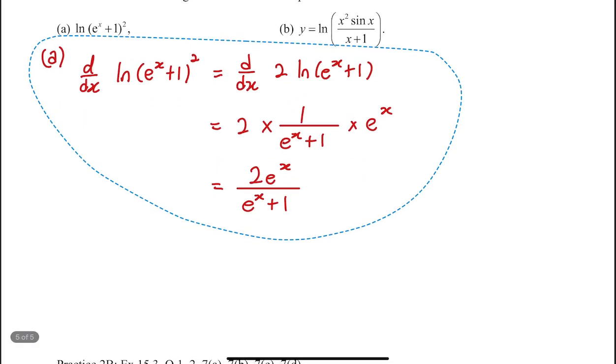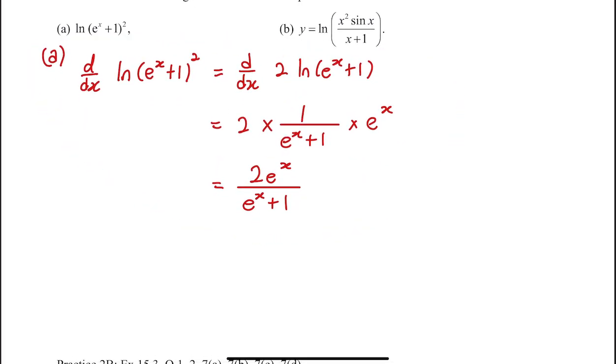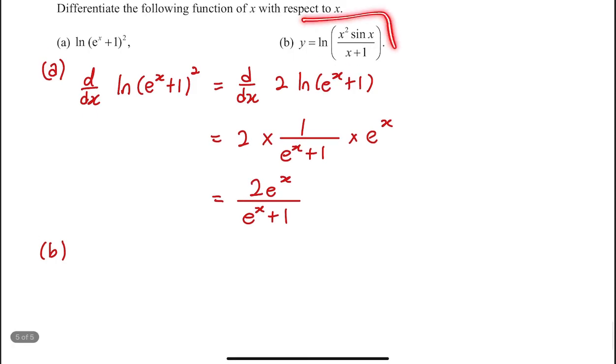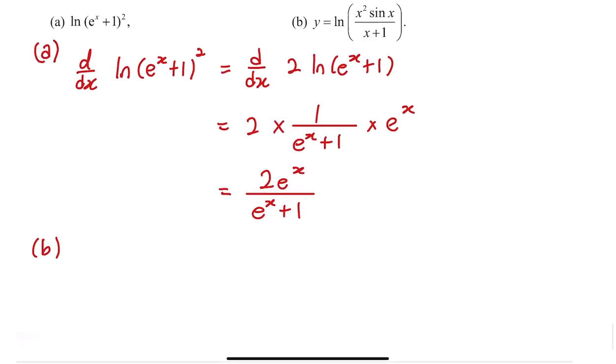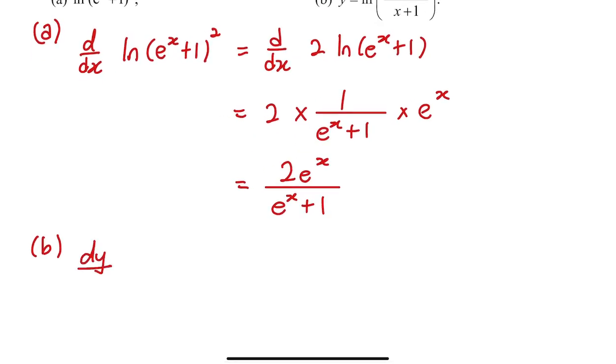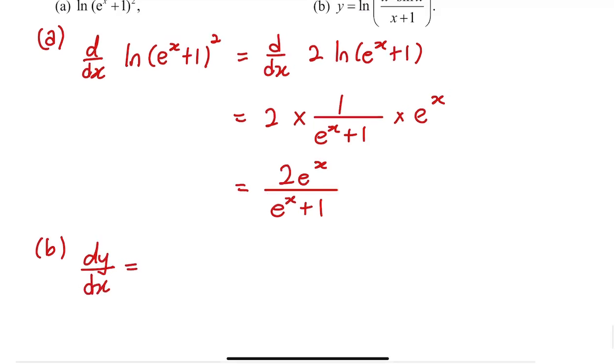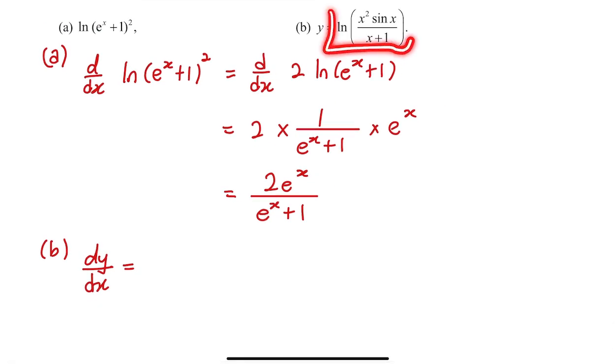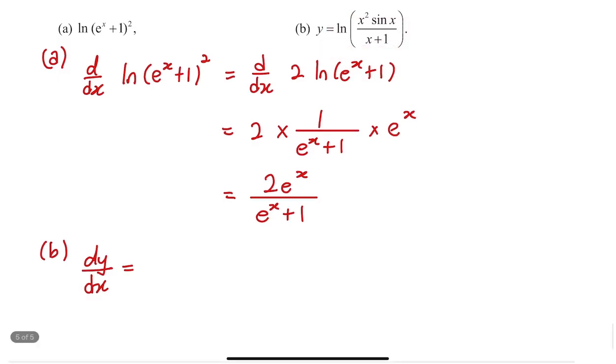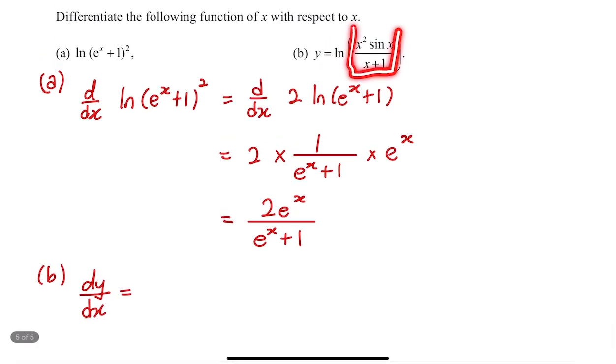Okay, let's look at example 6b now. In 6b here, I'm given that y is defined to be this ln function over here. So to differentiate this, I can now write simply dy over dx, since y is already defined to be this expression over here. Okay, and you see that inside here, this is a fraction. It becomes very troublesome if you were to use a quotient rule.